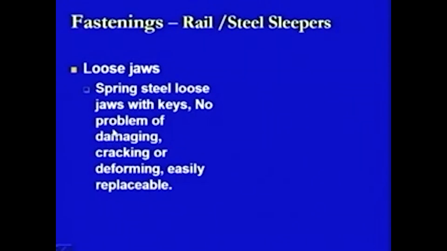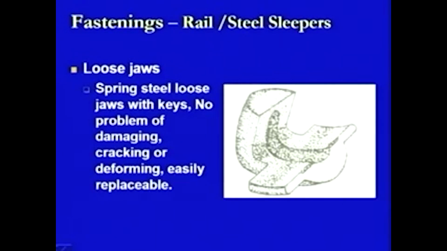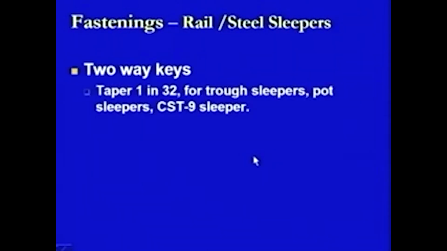These loose jaws are provided with keys, as this is the diagram of a loose jaw. This will go below the rail surface, and at this level it provides the lateral stability so that the rail section does not fall away. So, this is the type of loose jaw provided. Along with these loose jaws, the keys are used. There are different types of keys. There are some keys which are one-way keys, and then some keys which are two-way keys.